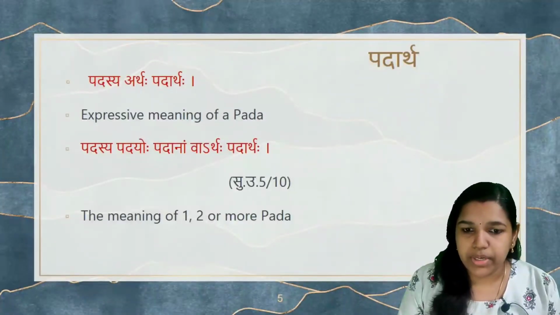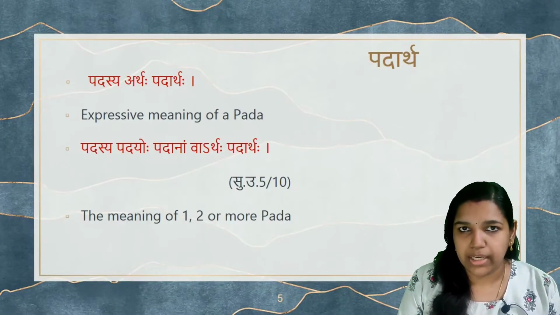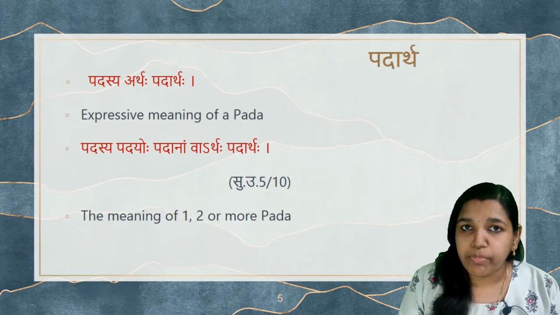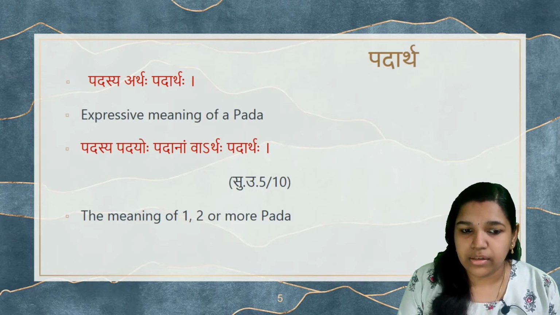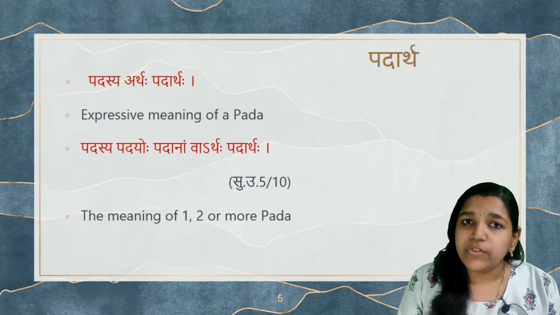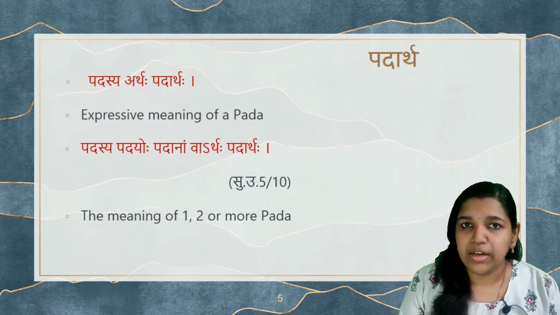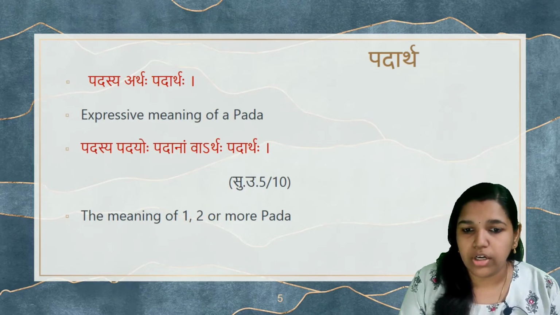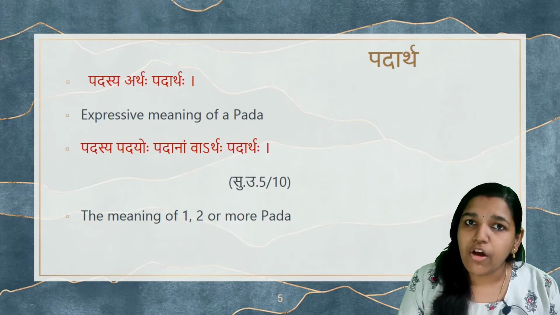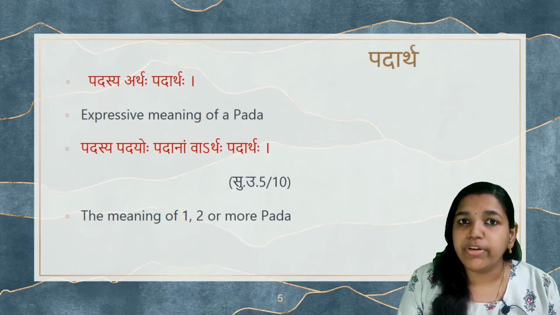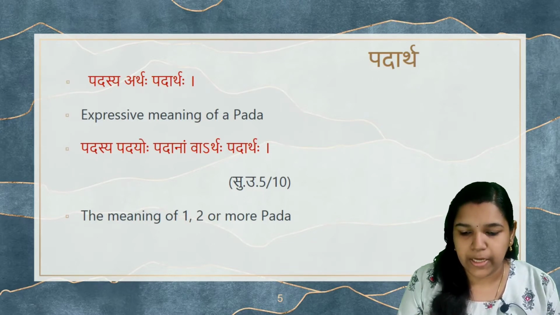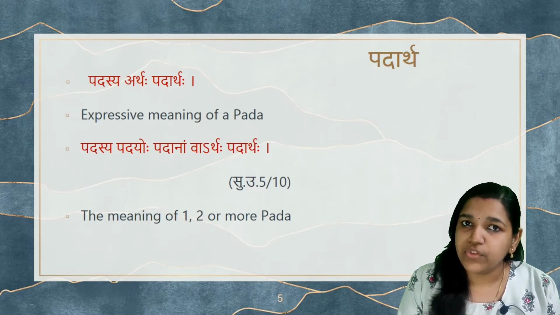And the artha means meaning. So, padasya arthaha padarthaha. The expressive meaning of a pada is called as padartha. That is, the word meaning which can be ultimately got from a particular word is called as padartha. Padasya padayoho padanam va arthaha padarthaha. The meaning of one or two or more pada is called as padartha. That is, the artha of pada is considered to be the padartha. That is, the word meaning or meaning of a pada is considered to be padartha. Something which we can understand is called as padartha.